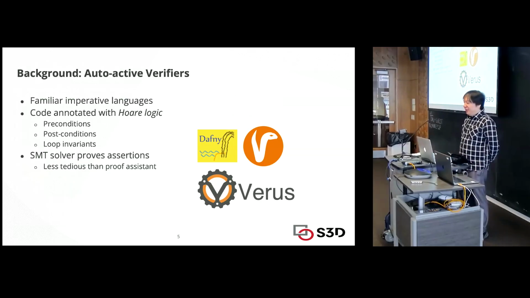Instead, our research focuses on deductive program verifiers, also known as auto-active verifiers, which are built upon more familiar-looking imperative programming languages. The most well-known auto-active verifier is Dafny, which uses its own object-oriented programming language reminiscent of C# or Java. Another popular auto-active verifier is Verus, built on top of Rust. The programmer annotates each function or method with preconditions, postconditions, and loop invariants, and the verifier uses an SMT solver to automate discharging verification conditions, making verification less tedious compared to using a proof assistant.